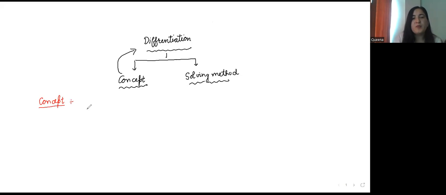So basically, I'm going to divide this concept part as well into two categories. There are two concepts, concept 1 and concept 2. Concept 1 is related to variables. So let us discuss that first. I am sure you might know the words variable and constant.